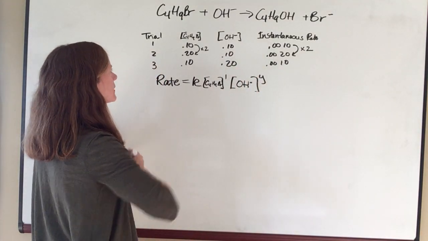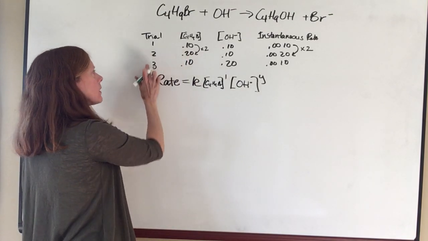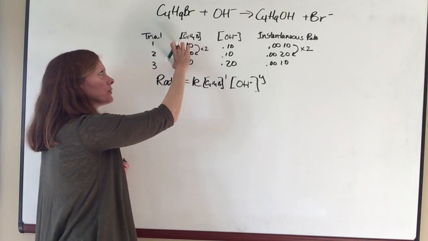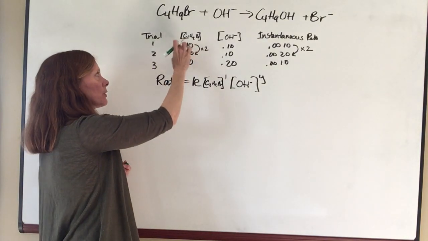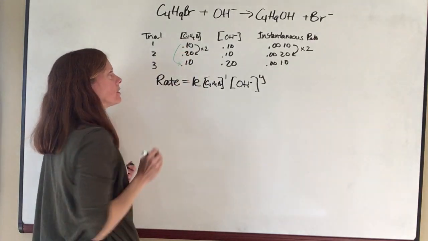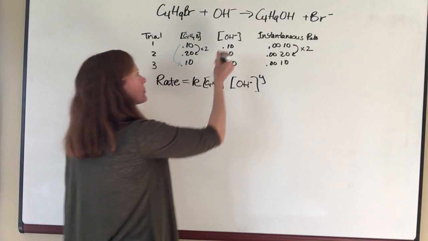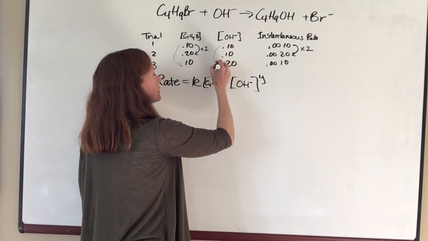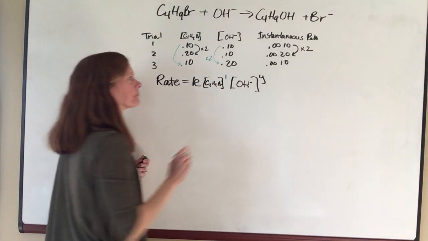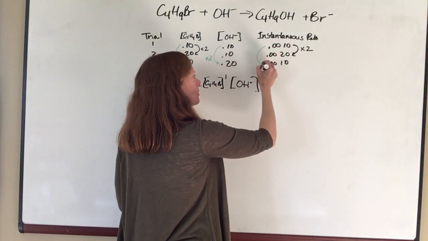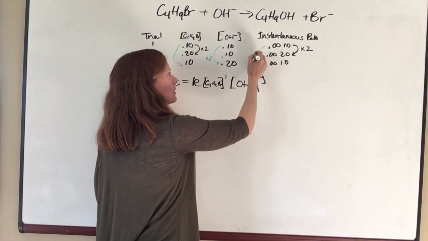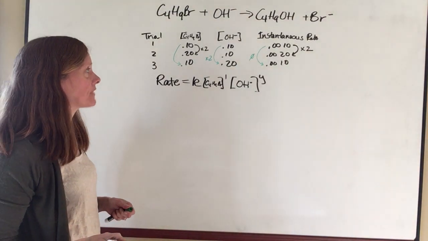Here I need to compare trial 1 and trial 3, because that's where both of the concentrations for the first one are the same. Both of these are 0.1 to 0.1. So I have to use those two trials this time. So therefore, when I go from 0.1 to 0.2, that was doubled. And if I go from here to here, look what happened. There was no change in the reaction rate that time.